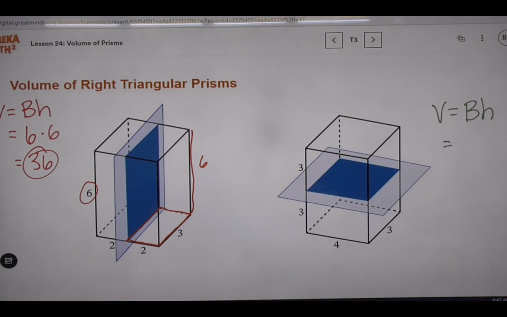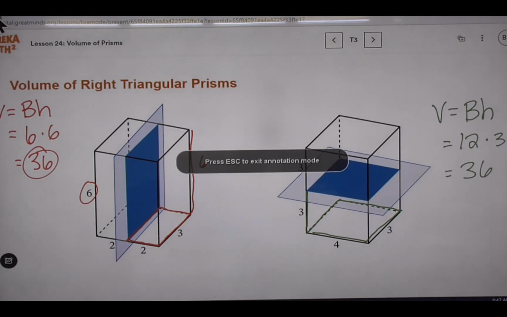So then we move on to the other side. We have our base down here, which is a slightly larger rectangle. We've got a length and a width of 4 times 3, which is going to be 12, times the height, which is right here, and that's a 3. And 12 times 3 is 36. So again, it is halves. Half of the rectangle, the whole rectangular prism.